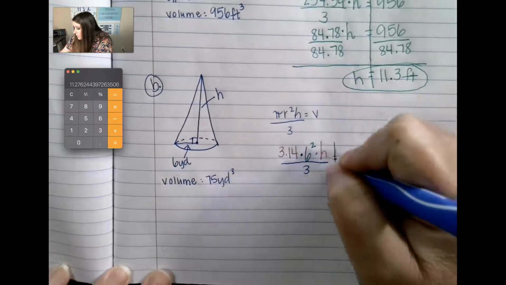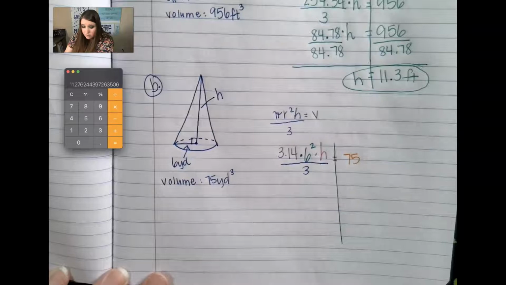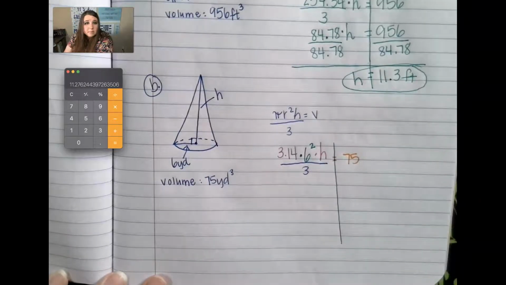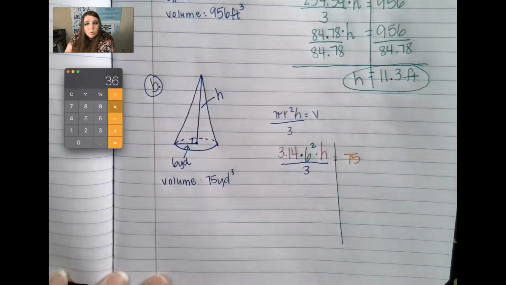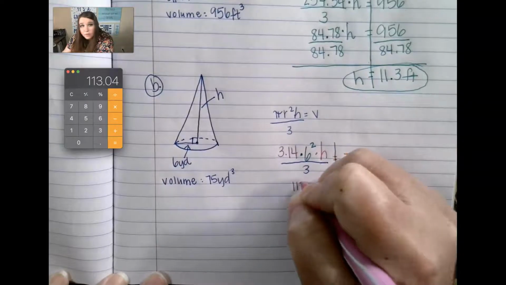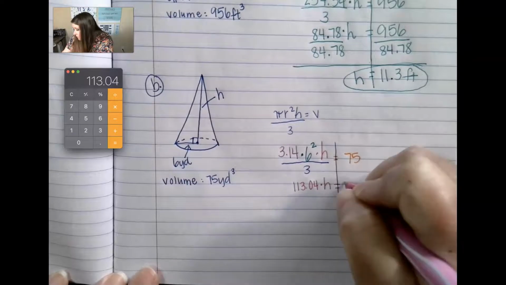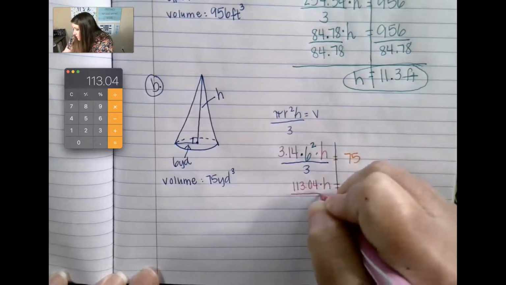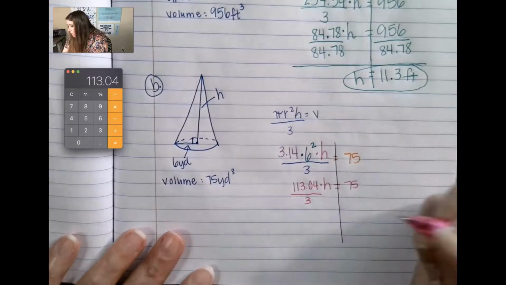Okay, let's go ahead and solve what we know. Isolate that variable all by itself. 6 squared, 6 times 6 is 36. So I'm going to take 36 and multiply that by 3.14. And that gives me 113.04 times my height. And again, I'm still needing to divide by 3 on this side so that h can be all by itself.